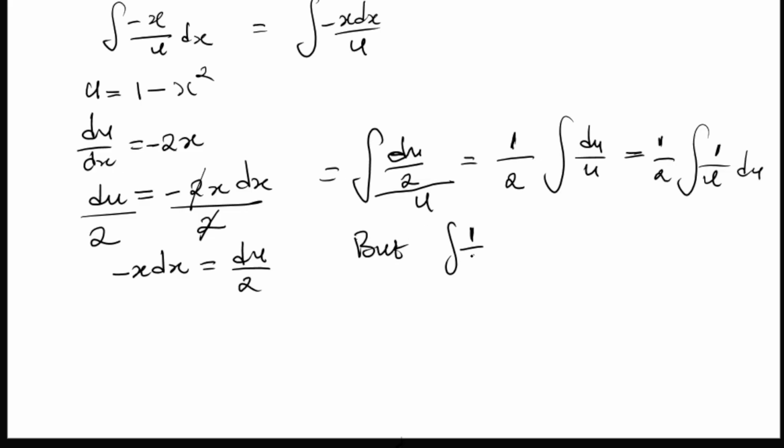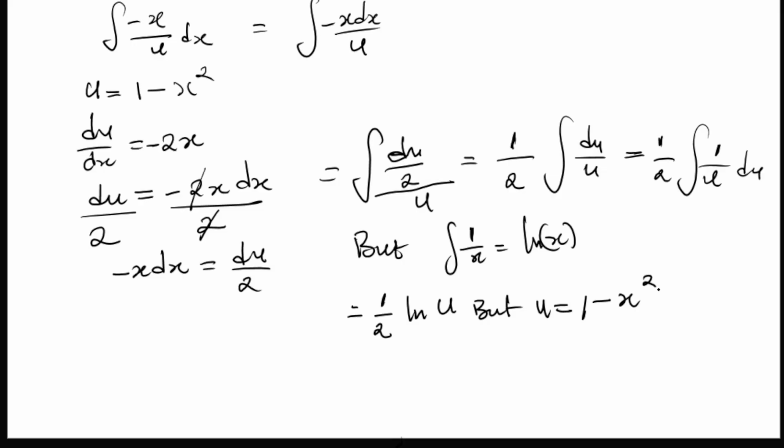But if you integrate 1 over x, this will give you ln x, right? Apply the same concept here. If you apply that concept here, what you simply have will be 1 over 2 ln u. But your u was equal to what? Your u was 1 minus x square. So you have here 1 minus x square, because we are representing 1 minus x square with u. So your equation will simply be 1 divided by 2 ln of 1 minus x square. Are we done?